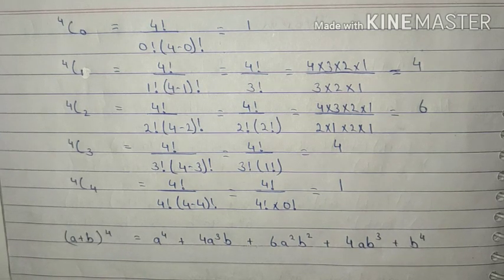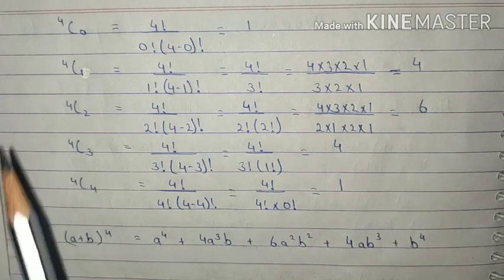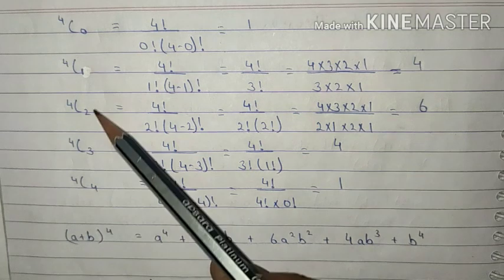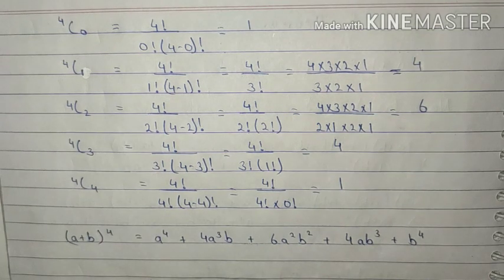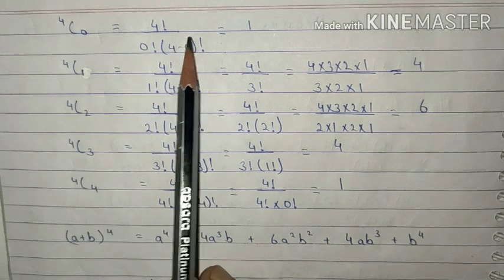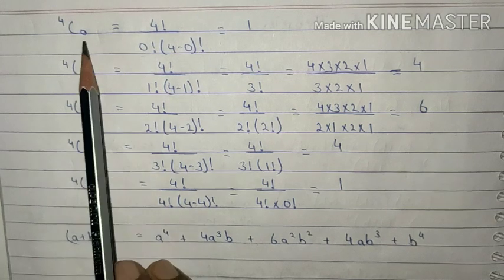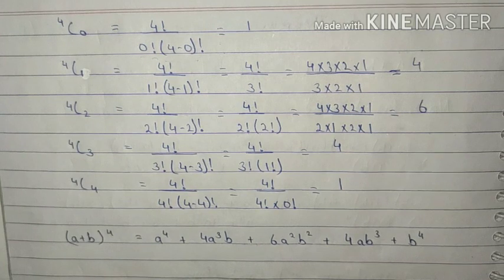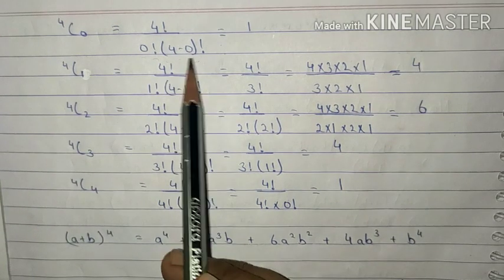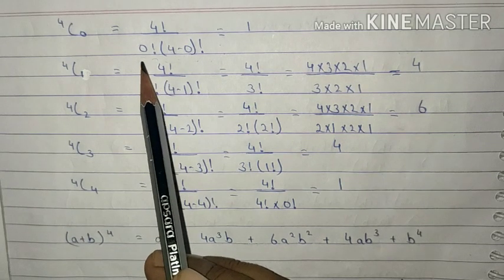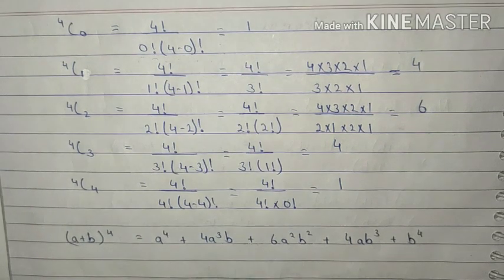Let's see one more equation. For example, here we have taken the value of n to be 4 and the value of r as 0, 1, 2, 3, 4 consequently. Now let's see, 4C0 can be written as 4 factorial upon 0 factorial, then (4 minus 0) whole factorial. Since this is 4 factorial and this will also come out to be 4 factorial, they will get cancelled. The value of 0 factorial is 1, so ultimately we get the value 1 over here.